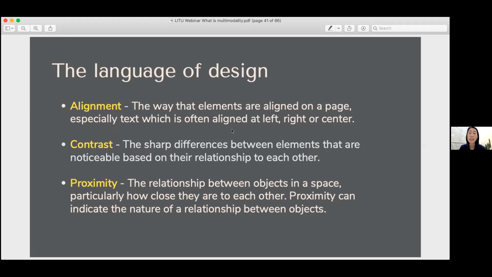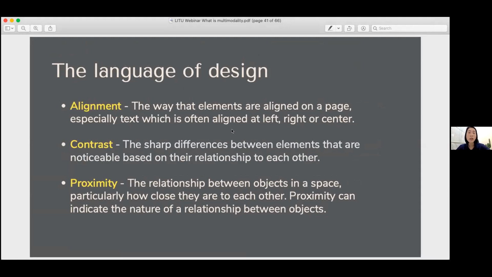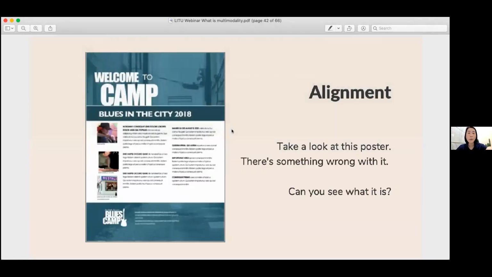Let me show you some examples. Alignment, and then emphasis, repetition, contrast. Sorry, it's only this one. This one is a typo. I should delete that page. Okay, but first let's look at alignment.